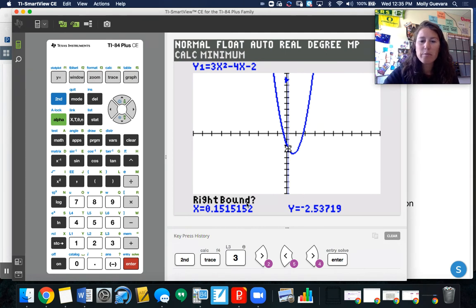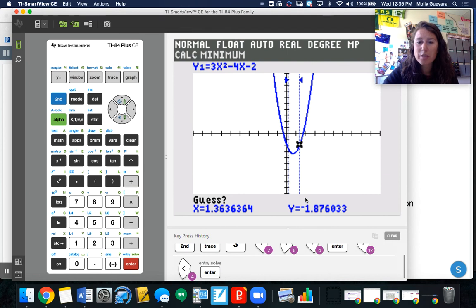Then it says right bound. Well, now I need to pick a point that's to the right of the minimum. So somewhere in there would be fine. You could go up further if you wanted to. You could go down further if you wanted to. Just make sure that it's very clearly to the right. And I'm going to hit enter. And then this other line shows up, and this other arrow shows up. And this says, okay, you've just told me as a calculator that the minimum you want me to find is between these two lines. And it is, so that's good.